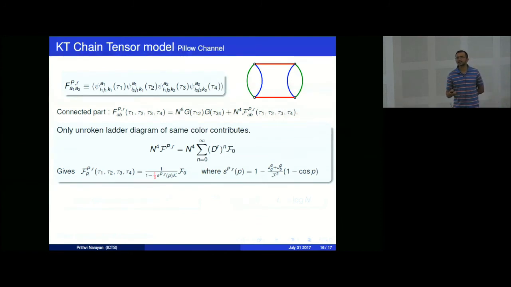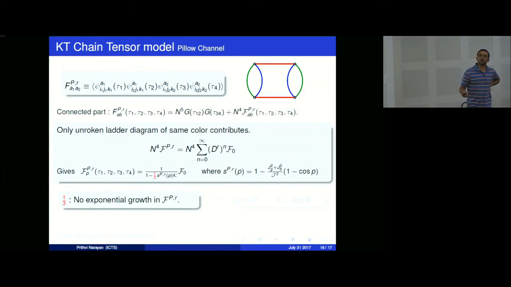It turns out that this has almost the same behavior as the one on the previous page, except for this factor of 1/3. There is a very small difference: the constants here are slightly different. But the main point is that there is a 1/3 factor here, and this leads to no exponential growth in f. Unlike the other case where you had e to the power lambda L, here there is no exponential growth. And this is very interesting.